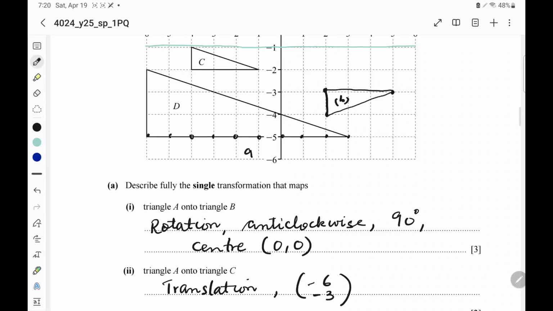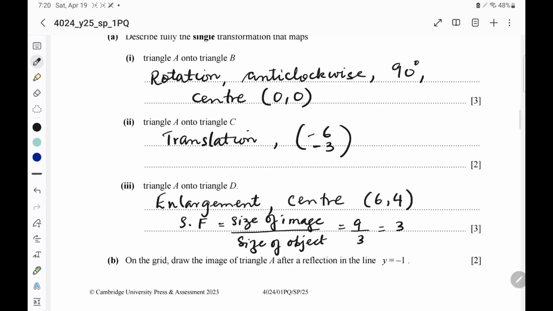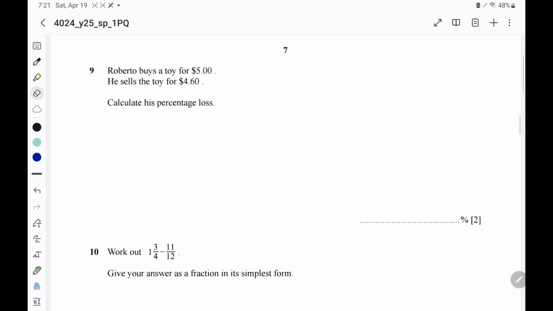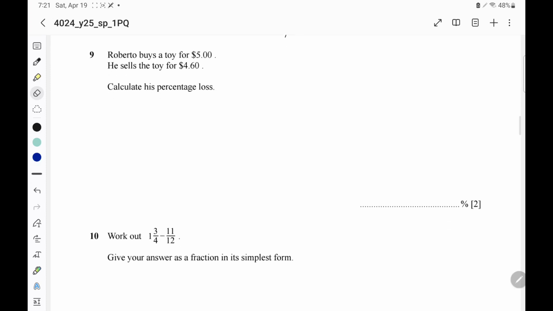Okay, let's move to the next one. Question number 9. Roberto buys a toy for 5, so that is the cost price. The cost price is 5, and the selling price is given as 4.60.